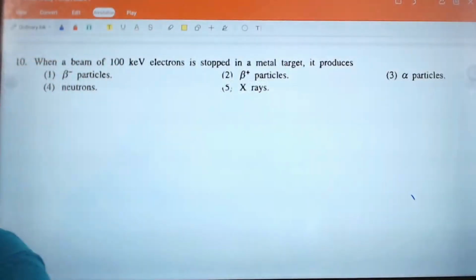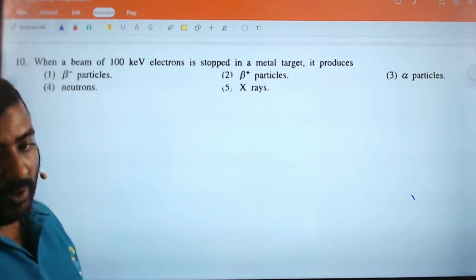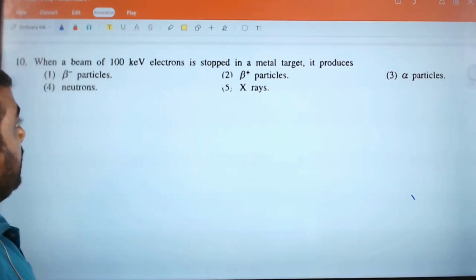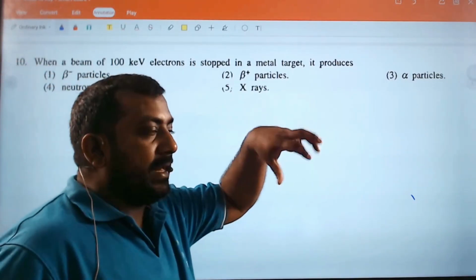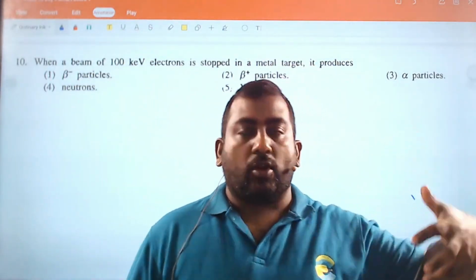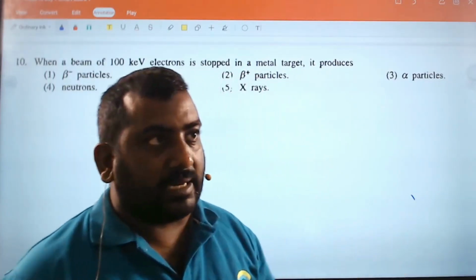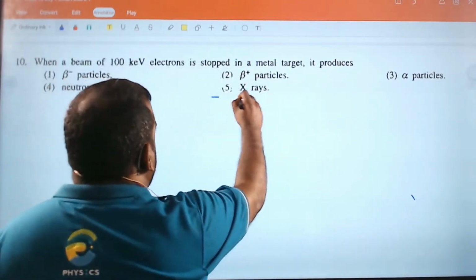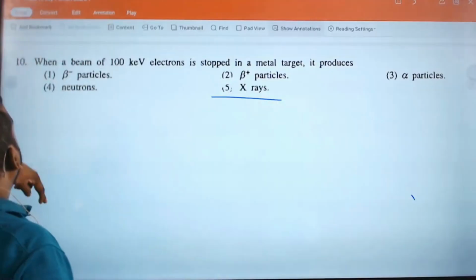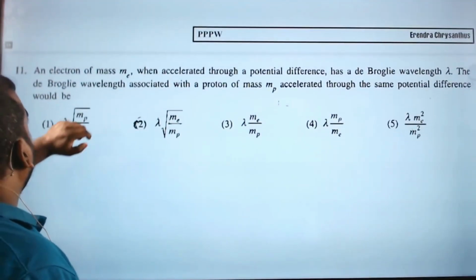MCQ 10. When a beam of 100 kilo electron volts is stopped in a target metal. Now normally, if you are stopping an electron in a target metal, guaranteed X-rays or photons are going to be emitted. In your syllabus, you have X-rays. So guaranteed this answer is X-rays. Right. Moving on.